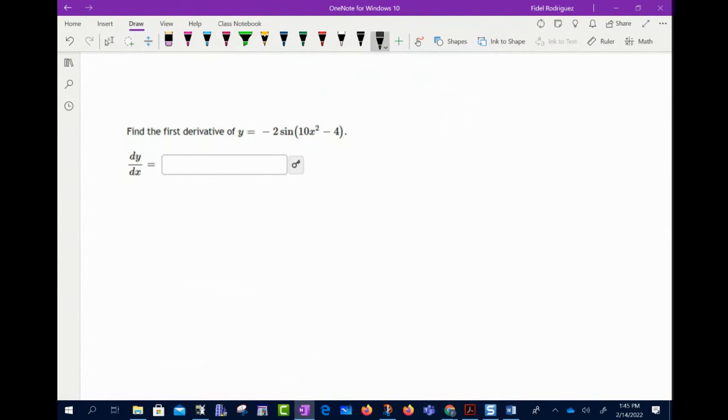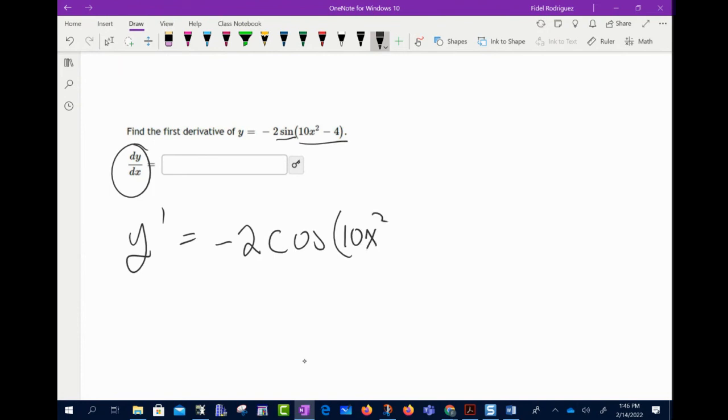Okay, so let's see if we can try this next one here. We're going to find y prime, or dy/dx. Remember, dy/dx, y prime, f prime of x, they're all just different names for the derivative, right? Okay, so remember, I'm going to leave that negative 2 alone. What's the derivative of a sine? Cosine of, in this case, 10x squared minus 4. You're good.